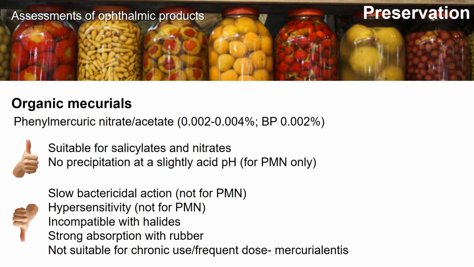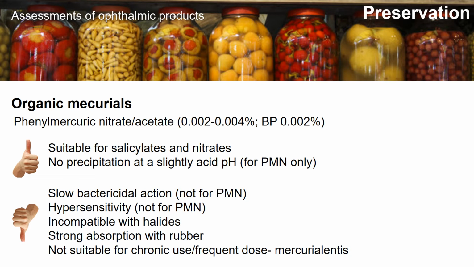Phenylmercuric nitrate, PMN, or acetate, PMA, is another example of detergent preservatives. It is active at pH 5 to 8 and has a broad antimicrobial range which covers bacteria and fungi, including Pseudomonas aeruginosa. But the bactericidal action is slow. Unlike benzalkonium chloride, it is more stable at acidic pH, except for PMA. The use of PMA may lead to hypersensitivity problems.